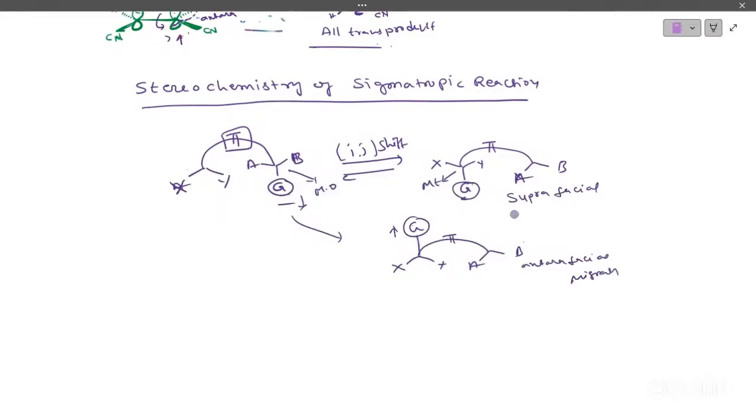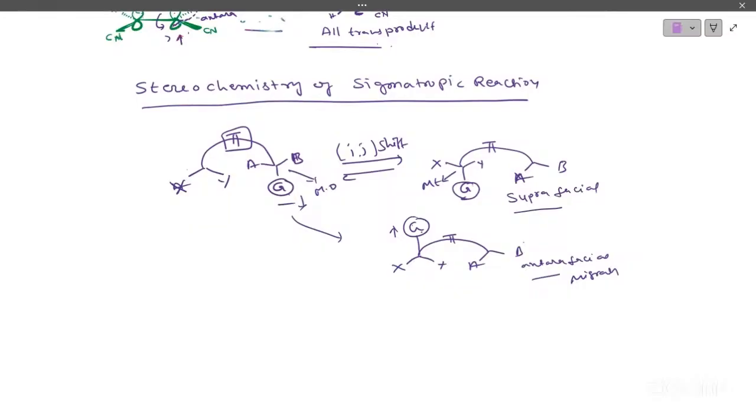What is the reference for expressing that it is suprafacial and antarafacial? Not with the reference of group G, the migrating group. We are taking the reference of the geometry of the pi system, whether the group is arranged at the bottom of the pi system or above the pi system. That means the pi system is the reference. That pi system is planar.